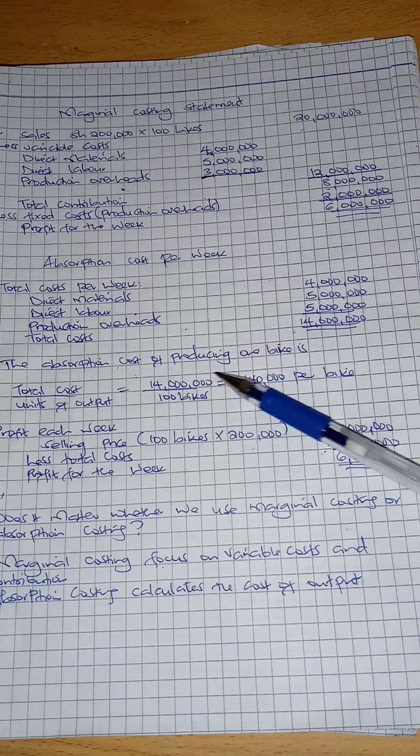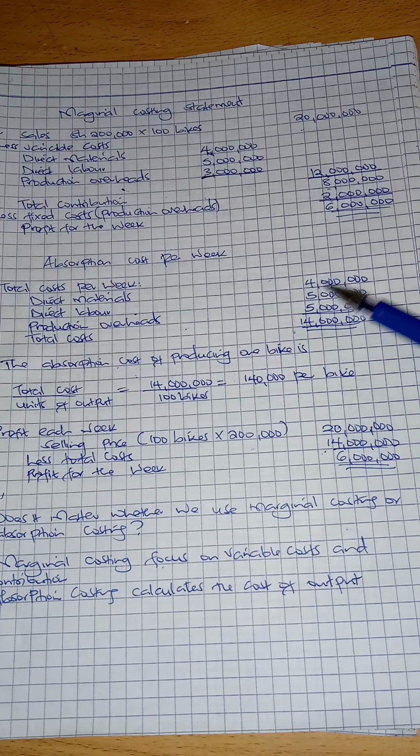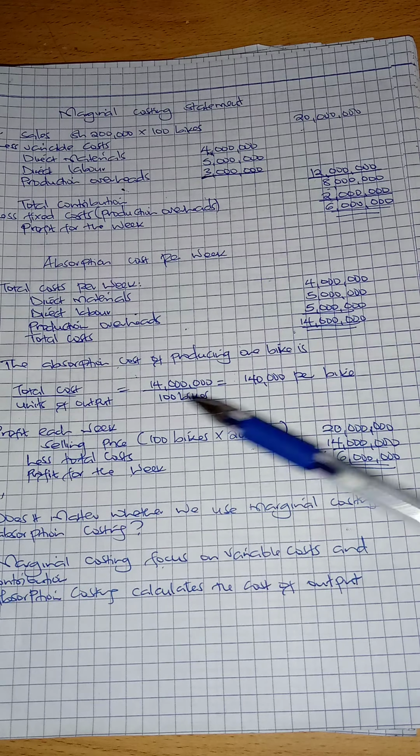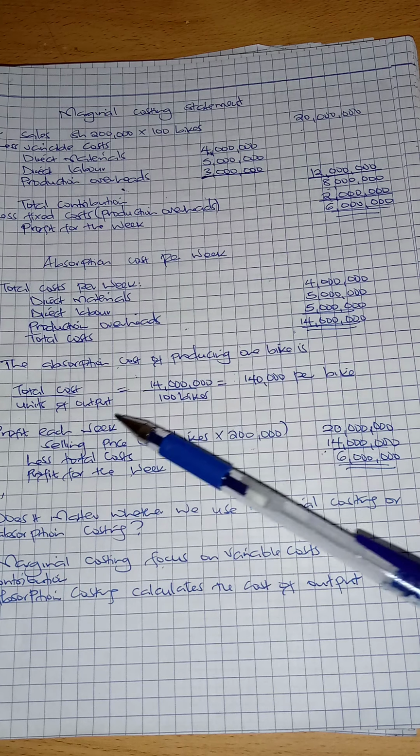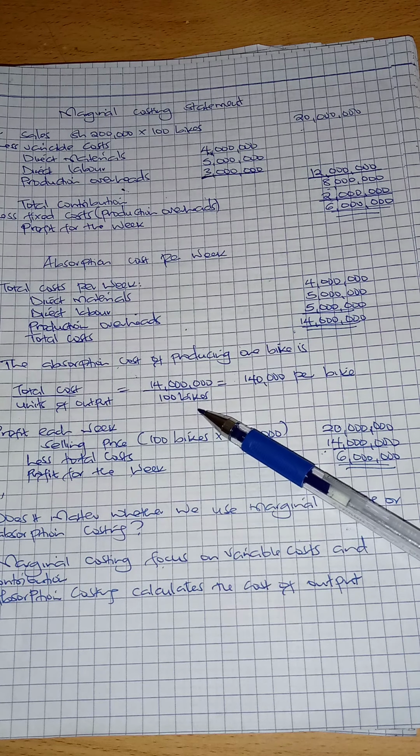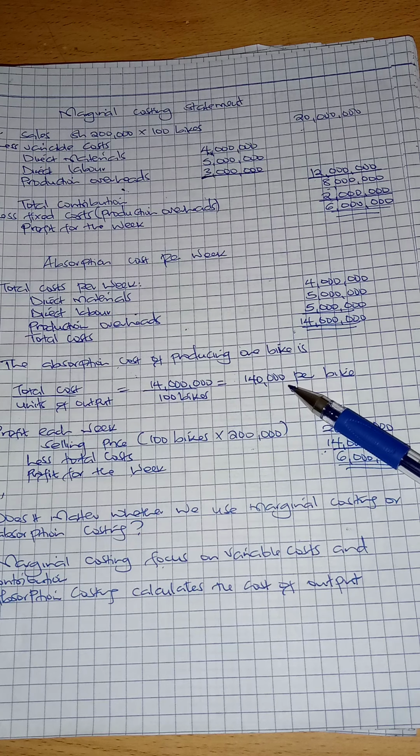So the absorption cost of producing one bike, this one is the cost for producing 100 bikes. So the total cost is 14 million. The units of output, how many bikes were produced? 100 bikes. So you'll have 140,000 per bike.